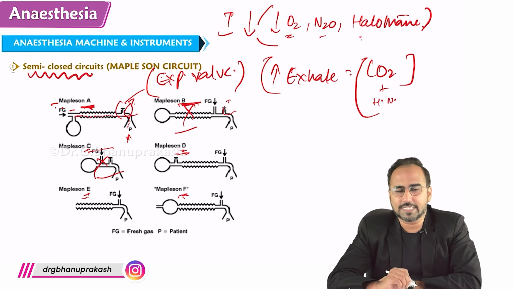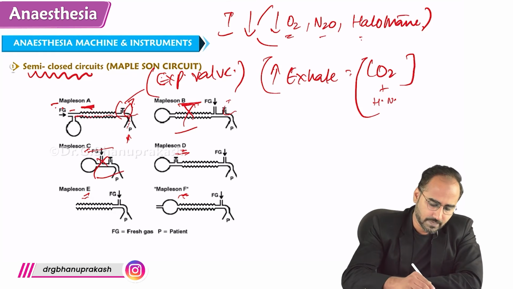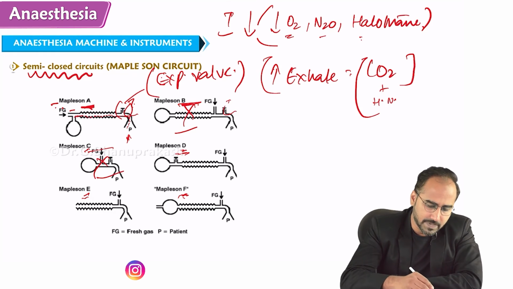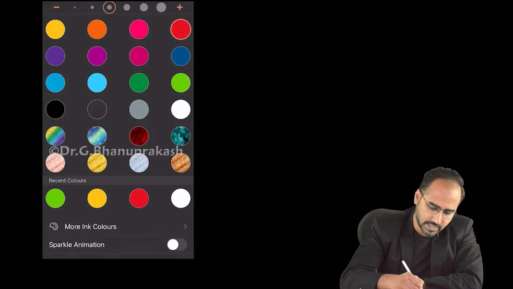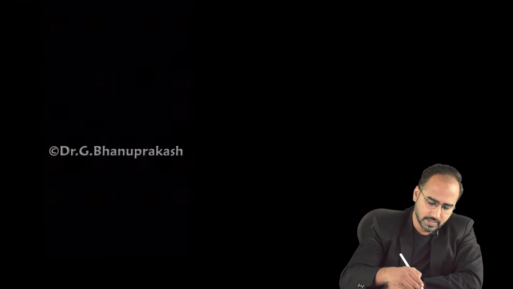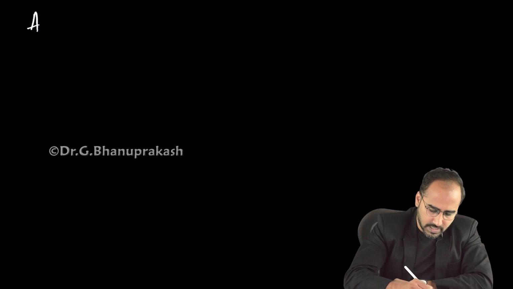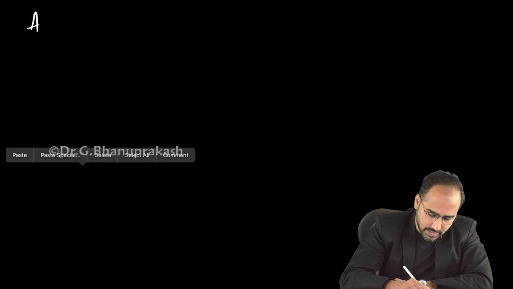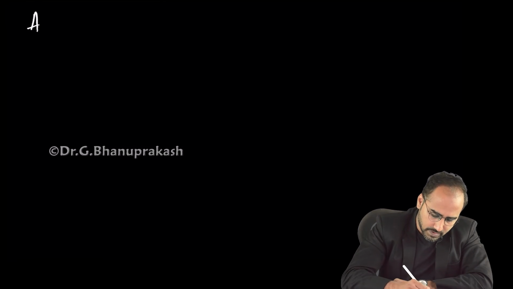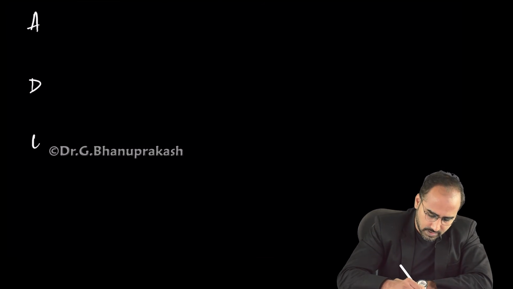Starting with the Mapleson A circuit, guys. What do we need to remember about this Mapleson A circuit? Now everyone look over here. We have to discuss the Mapleson A circuit. Then we have to discuss Mapleson D circuit. Then E. Last F.